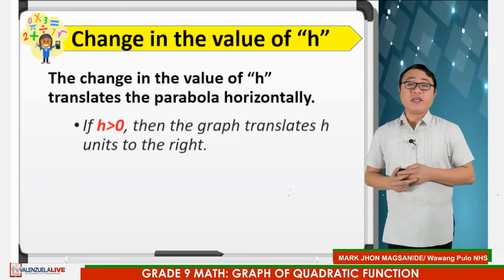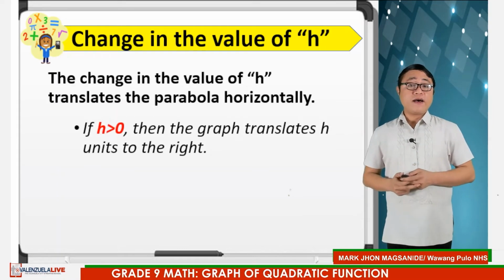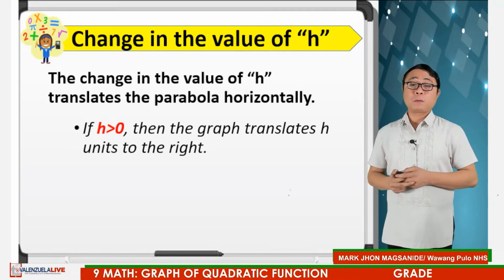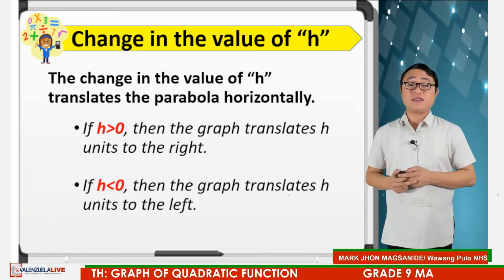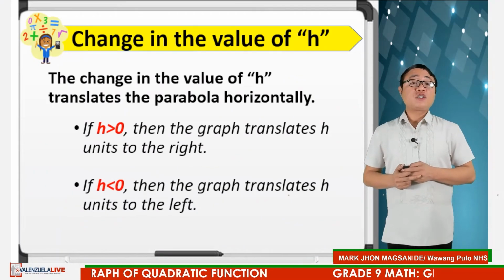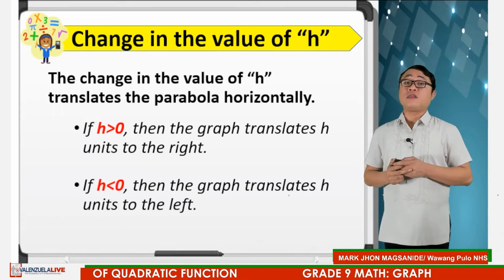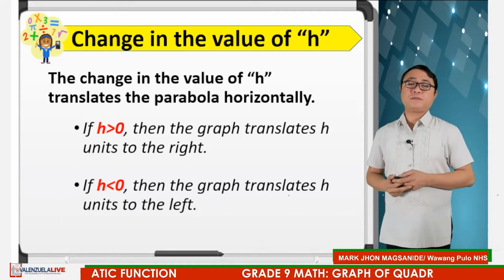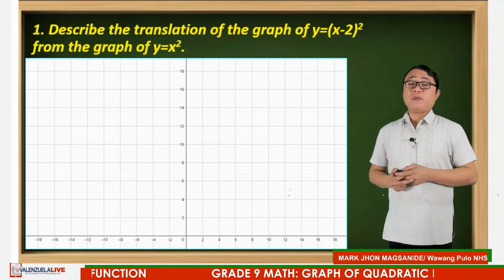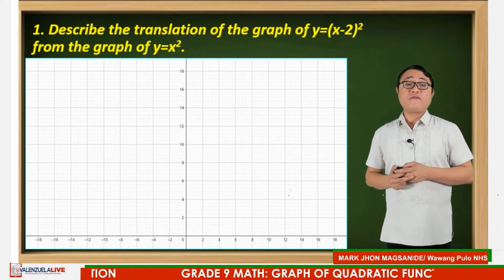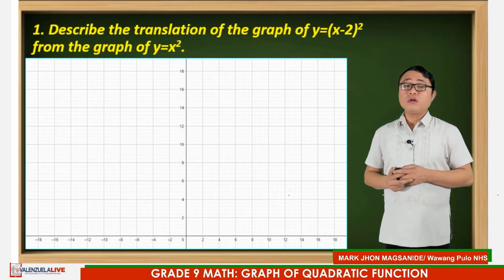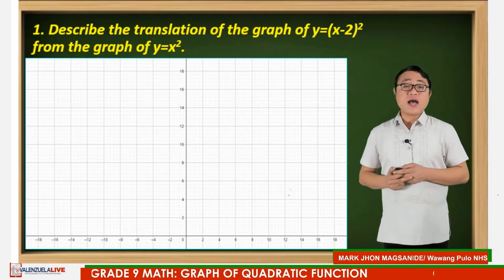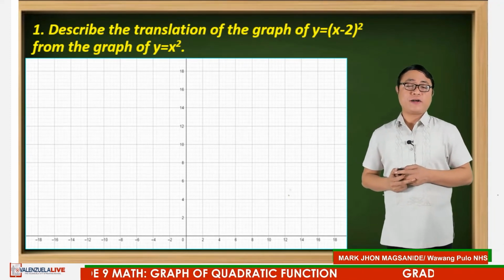If h is greater than 0, then the graph translates h units to the right. And if h is less than 0, then the graph translates h units to the left. Let me show you some examples. Describe the translation of the graph of y equals (x - 2) squared from the graph of y equals x squared.